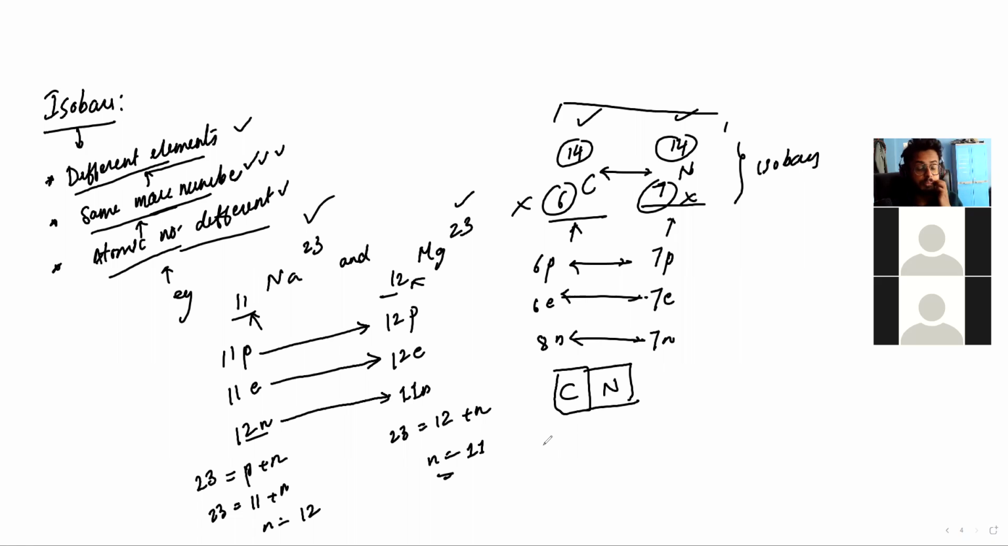So there might be some characteristics that may be common to them, but it's not exclusively written somewhere that they have properties in common. Isobars share common properties, it's not given exclusively anywhere, right? So you can't say that isobars share similar properties. They do not. If they did, it would have been written exclusively somewhere, mentioned somewhere, but it is not there.